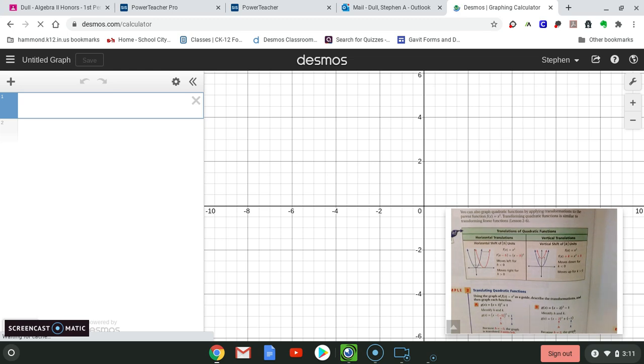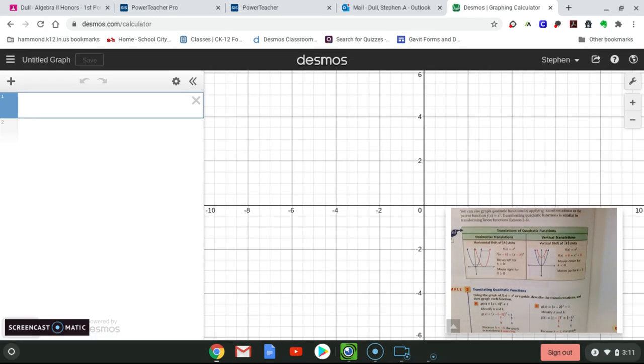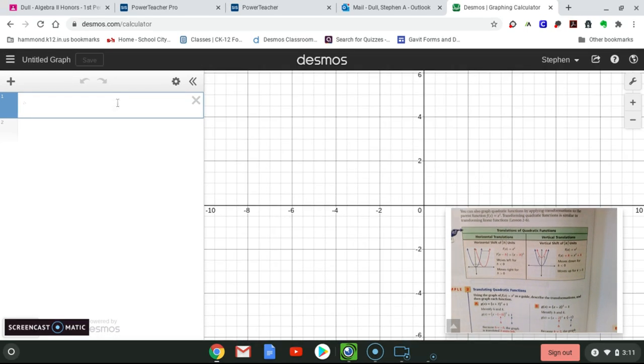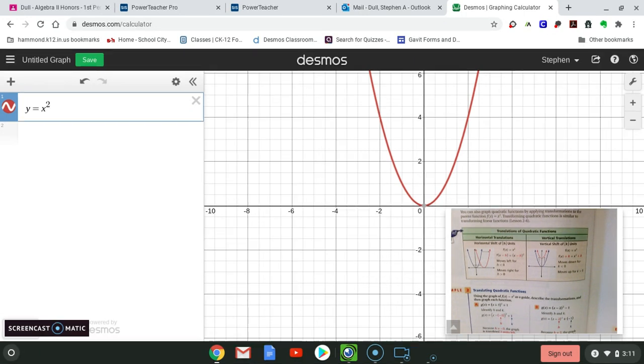So this should look kind of familiar for those of you who've been in class with me. On the right-hand side of the screen, you've got your coordinate plane. And on the left-hand side of the screen, we've got an area where we can enter tables, expressions, text, whatever. So let me go ahead and type in y equals x squared. So here's our parent function for a quadratic. This red curve has its vertex at the origin, and it contains points like (1, 1) and (2, 4), which we saw earlier.